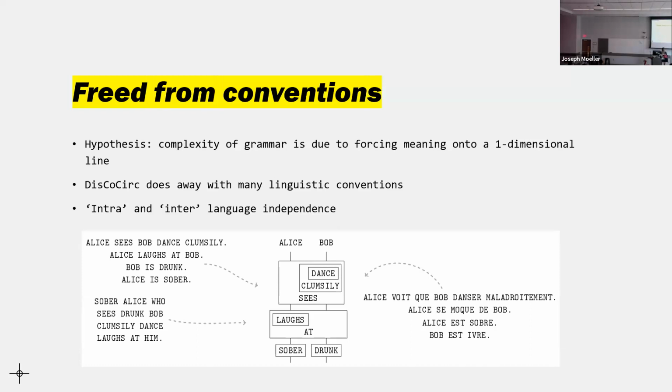And so intra-language independence is the idea that within the language, there are many different ways to say things that are essentially the same, as you can see by the two example sentences on the left in English. But then these differences disappear once you move into the circuit representation. And meanwhile, inter-language independence refers to differences between different natural languages, right? There are a lot of conventions that also vanish when you move into the circuit world. So here on the right, you have an equivalent sentence in French, and they all get mapped to essentially the same thing.